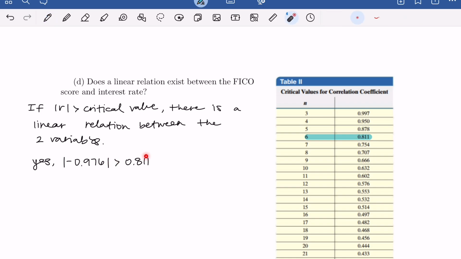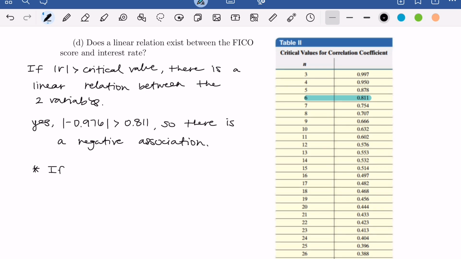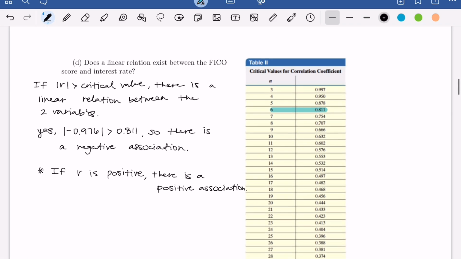So in this case, since it is greater than this guy, we're also going to say that there is, or sorry, since our correlation coefficient is negative here, we're going to say that there is a linear relation, but there's going to be a negative association. All right, and then something to note here, we'll put a little asterisk. So if our correlation coefficient R is positive, then there's going to be a positive association. All right, so that concludes that exam.